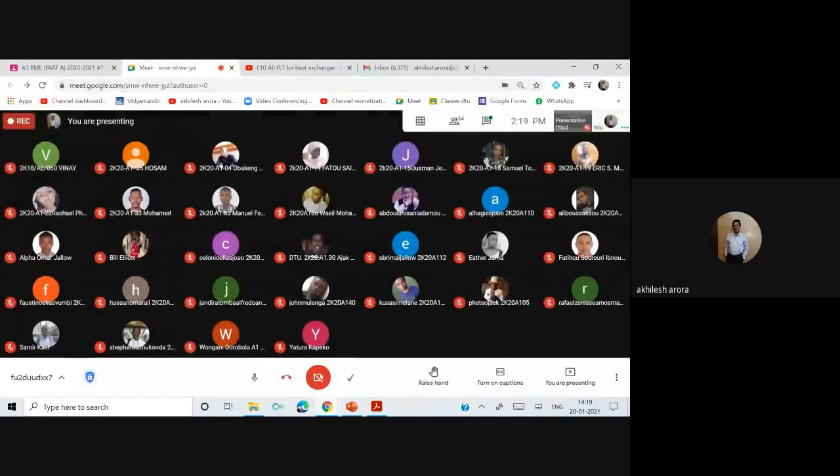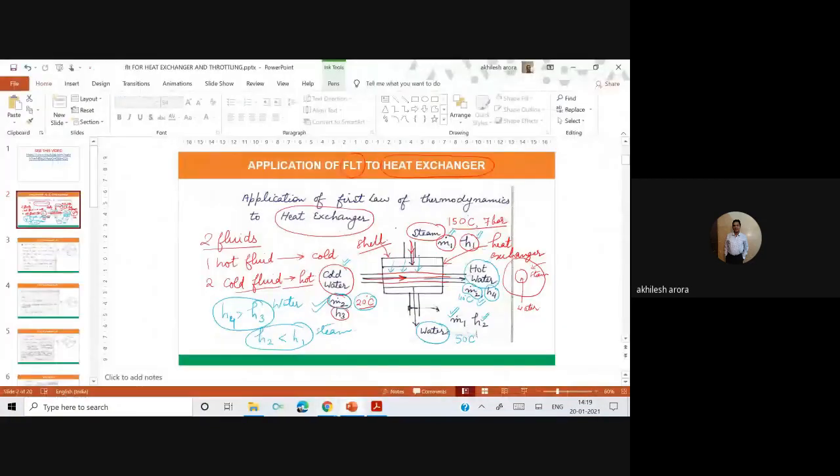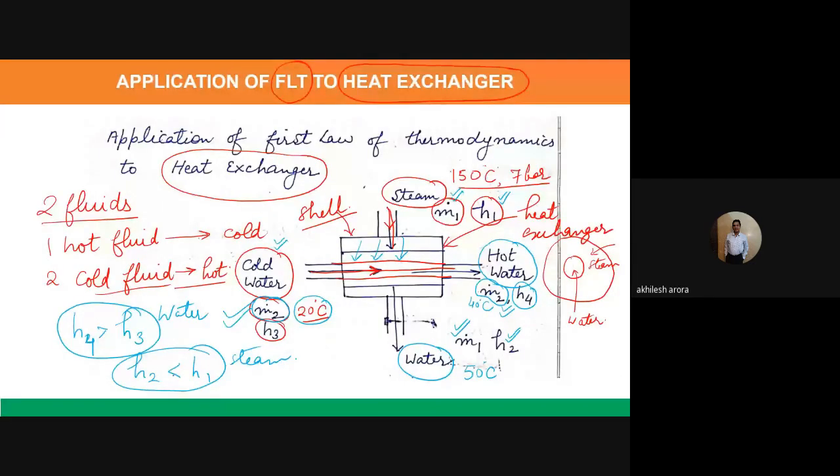Okay. I hope this part is clear to you. So let us proceed further. This was about the heat exchanger, how it functions. Now let us see this diagram once again.